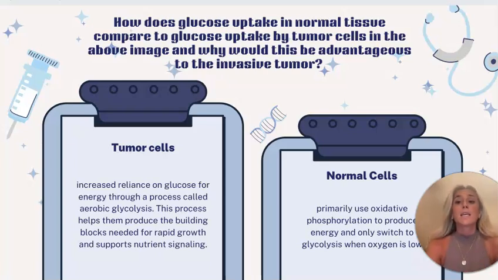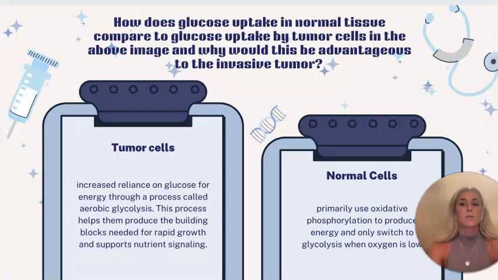It has been observed that cancer cells prefer glycolysis to generate ATP even when oxygen is available. In contrast, normal cells primarily use oxidative phosphorylation to produce energy and only switch to glycolysis when oxygen is low. Aerobic glycolysis, also known as the Warburg effect, leads to the production of lactate even in the presence of oxygen. While this method is less efficient than mitochondrial respiration, cancer cells use it for other benefits.